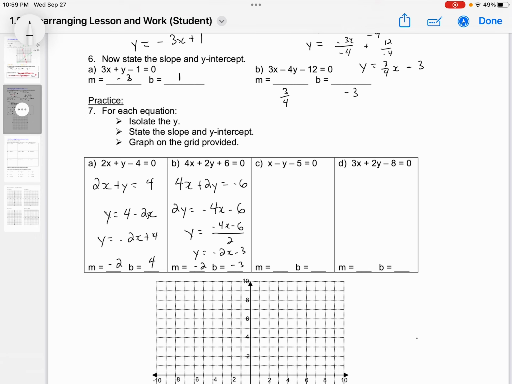x minus y minus 5 equals 0. I like going after the number first. So it's subtract 5 on the left. When I move it over, it becomes add 5, or just positive 5. Then I've got to move the x. It's positive x on the left. So when I move it over, it becomes subtract x, or negative x. Save yourself a little work and write it first.